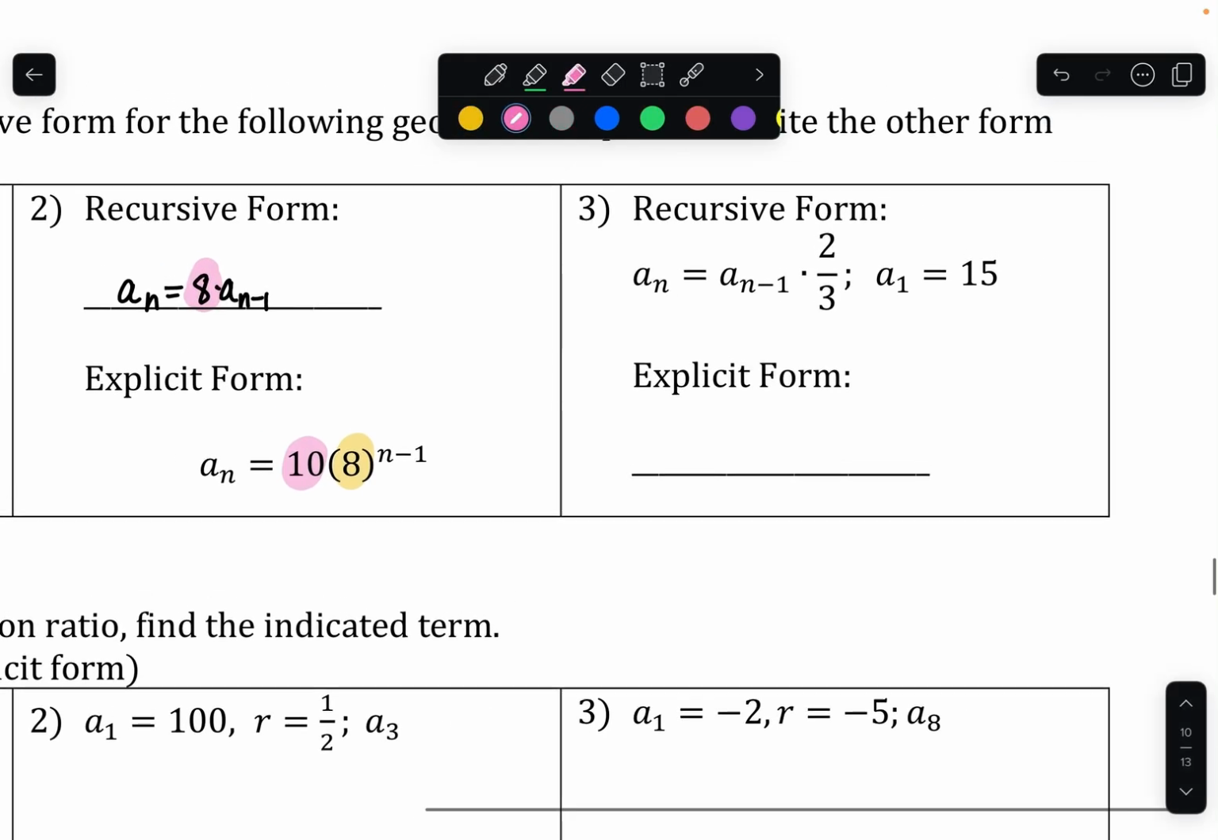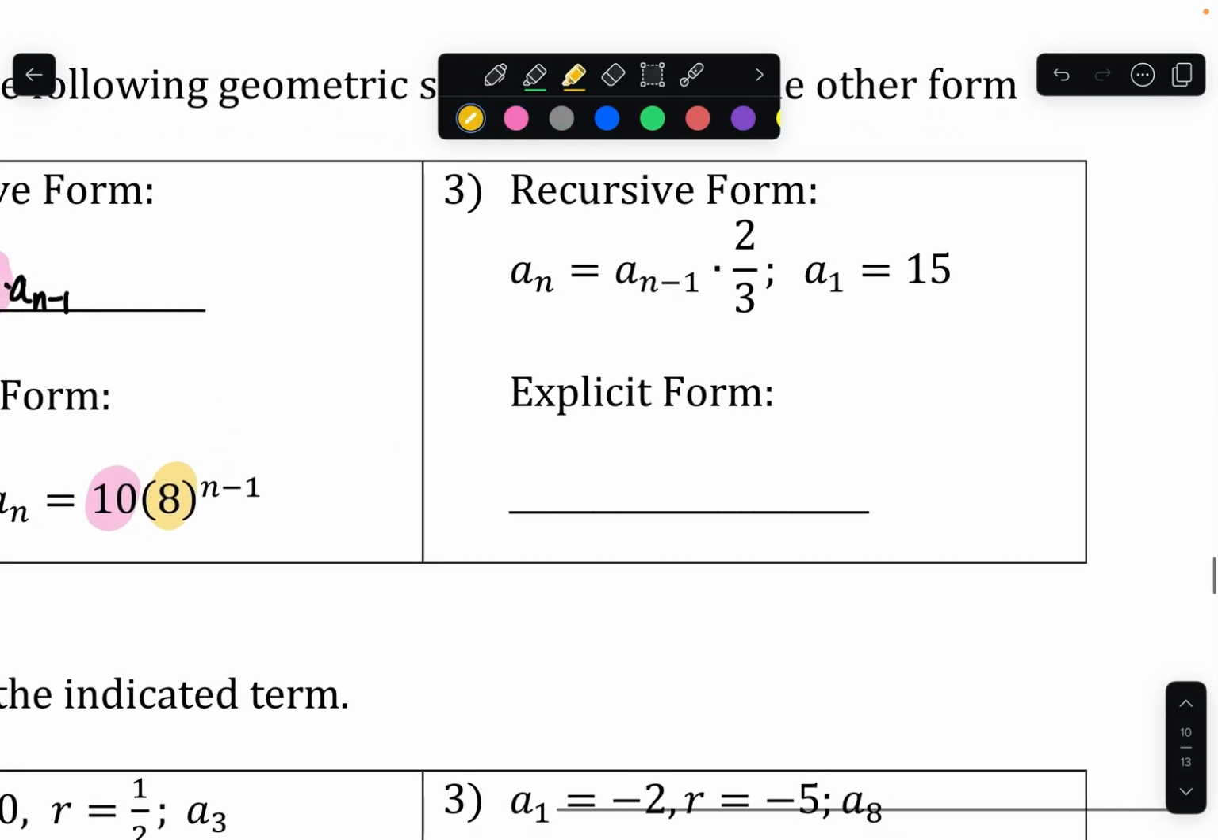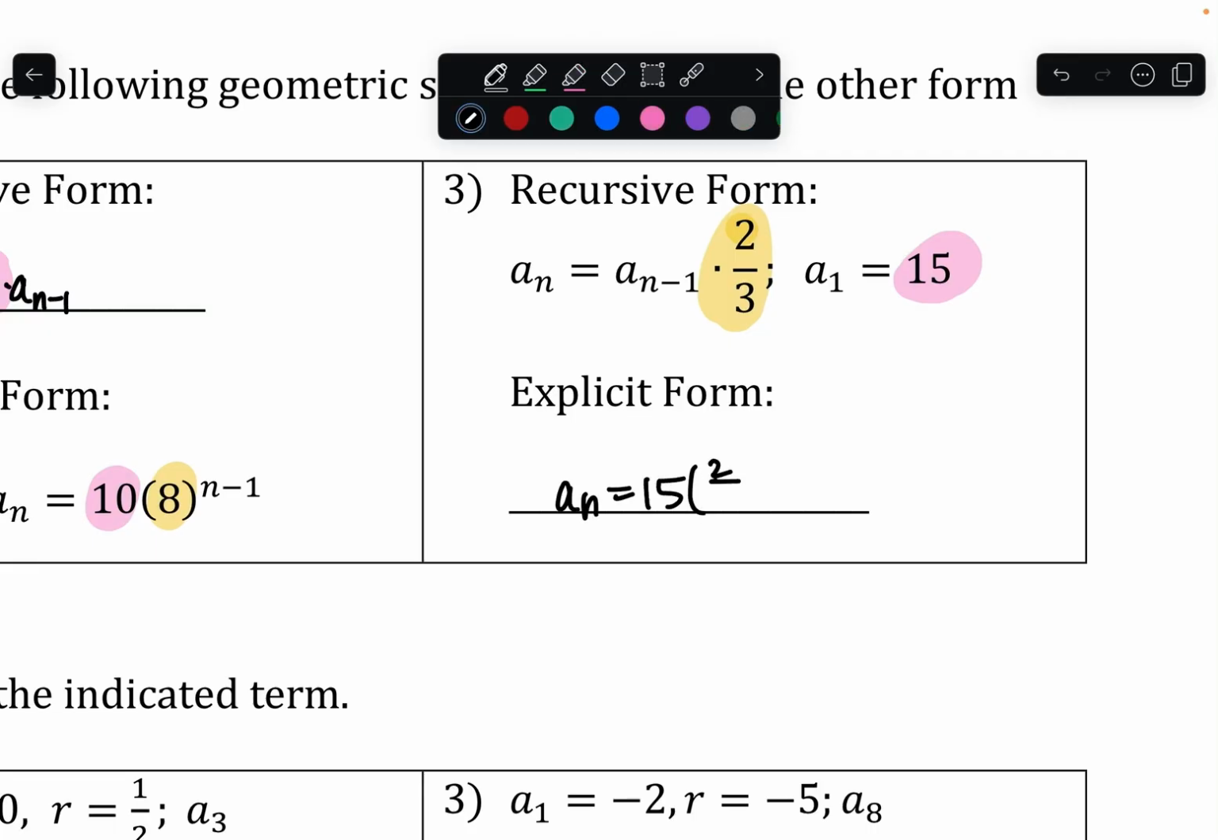Okay, here we're given the recursive form. We are multiplying by 2/3. That's our common ratio. And then our first term is 15. And so for our explicit form, we start with the 15 and we multiply it by 2/3 n minus 1 more times. All we need is the first term and the common ratio.